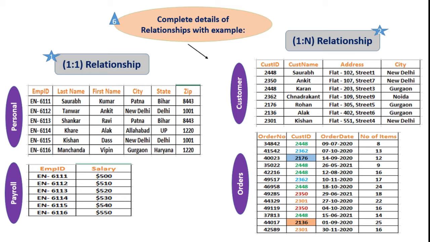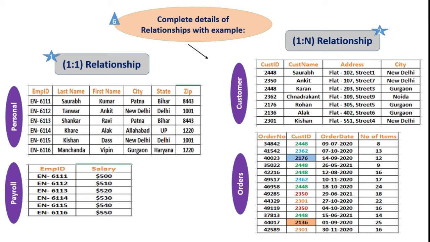It's obvious, right? The second table is the payroll table. It contains the information of pay rate, the salary of employees based on their employee ID. So this also has unique records. If you see these two tables, you can understand that each record in the personal table relates to only one record in the payroll table, and each record in the payroll table relates to only one record in the personal table.